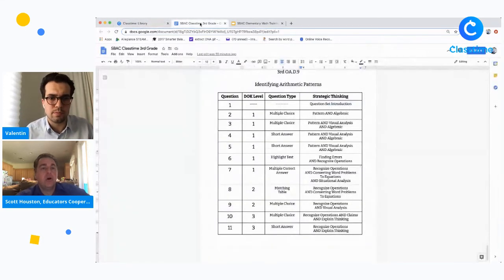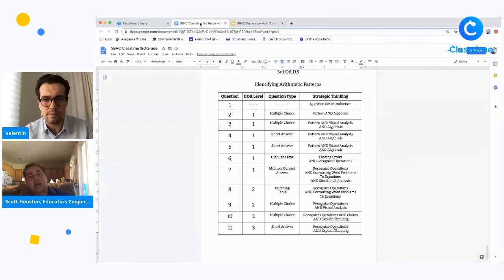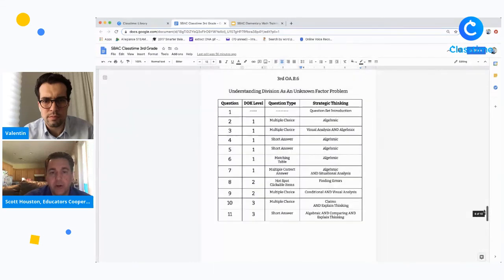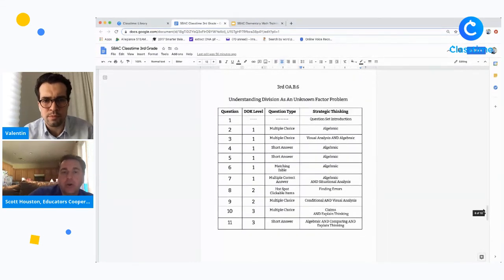Great. So what I'm showing you now is how I design each of my question sets that I'm currently working on. It usually breaks down like this. Let me put one up, because it's the one I'm in the middle of. So this is understanding division as an unknown factor problem. This is like fact families, right?